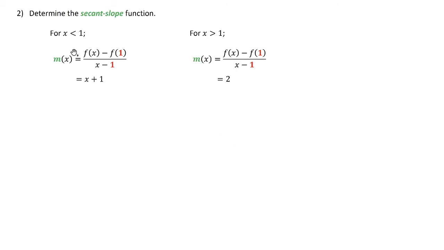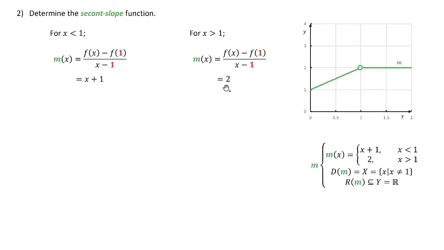So, summarizing, for x less than 1, the secant slope function is x plus 1. For x greater than 1, it's 2. And I can represent that function in piecewise form as well, and I can draw the picture. Again, it's not defined at 1, so it shouldn't be defined at 1.